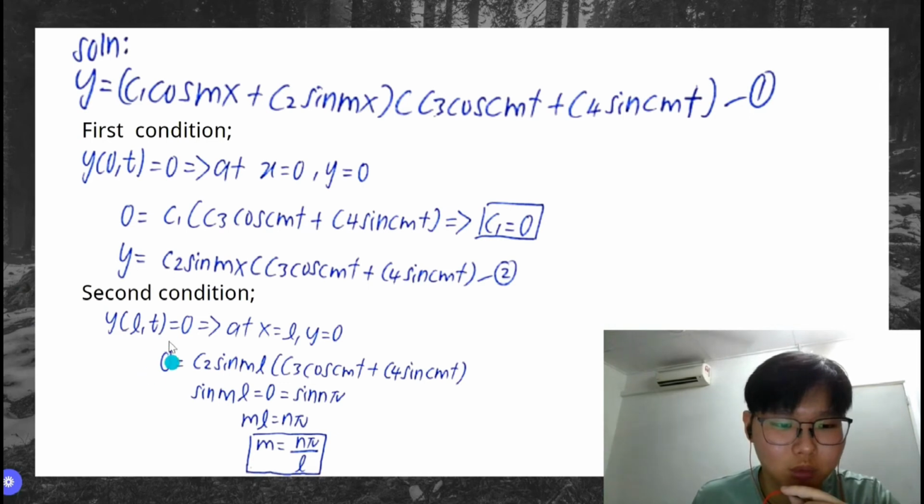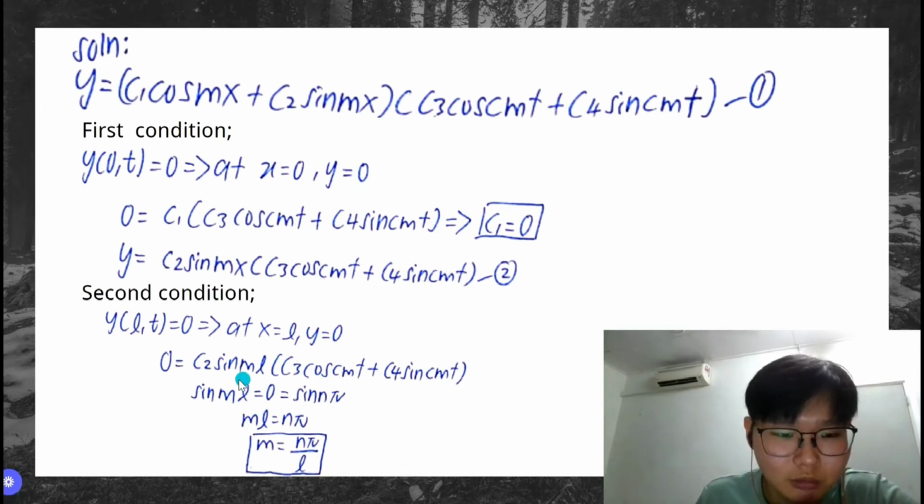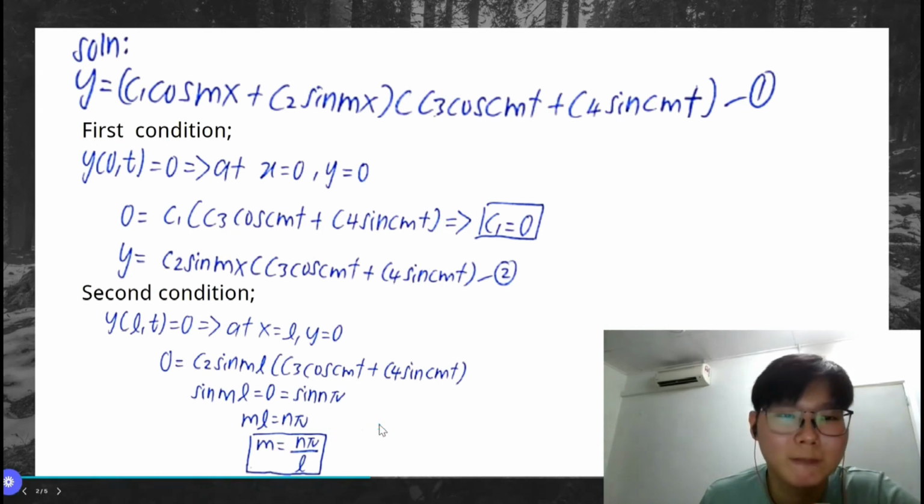So we put y equal to 0 at s equals l, with C2 sin ml multiplied with (C3 cos cmt plus C4 sin cmt). From here we know that we cannot use C2 equal to 0, because when C2 equals 0, our whole equation will be equal to 0. So we can only use sin ml to compare with the left side. Firstly, we know that sin n pi equals 0. So we compare with them, we will get ml equal to n pi, and m will be equal to n pi divided by l.